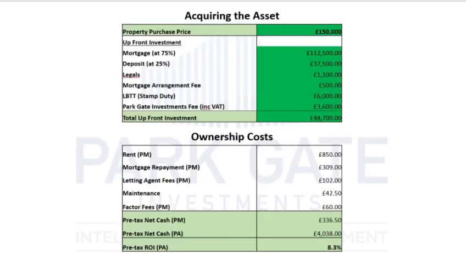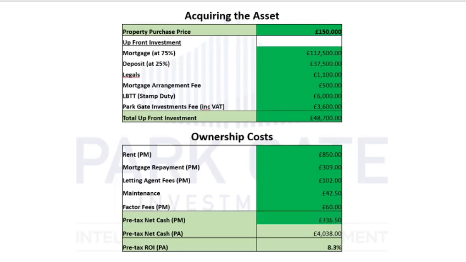Next, we move through to the numbers surrounding the ownership of the property. In this example, the rental achieved is £850 per month. From this figure, we deduct mortgage payments, letting agent fees, maintenance allowance and building management fees. This gives us a net figure of £336.50 per month, which is £4,038 profit per year. When we take this annual profit figure of £4,038 and divide it by your initial investment figure of £48,700, we get your rental return on investment. This tells you what you got back for what you invested, in this case 8.3%.